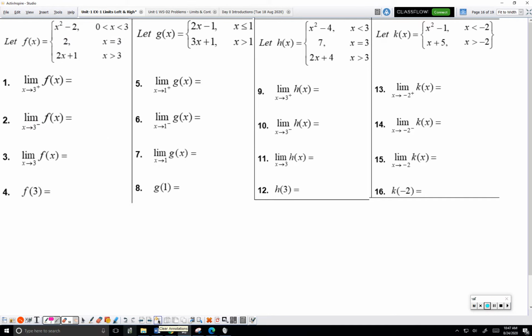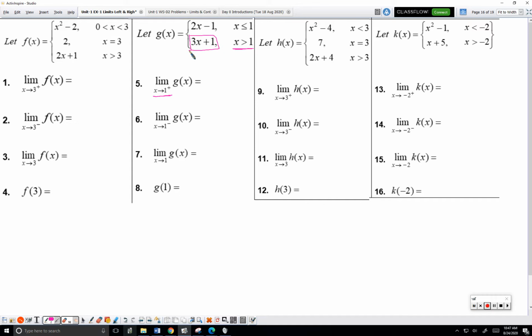Okay, so limit as x approaches 1 from the right. So x is an infinitesimal amount greater than 1. So x is just a little bit greater than 1. So I'm going to use this formula.